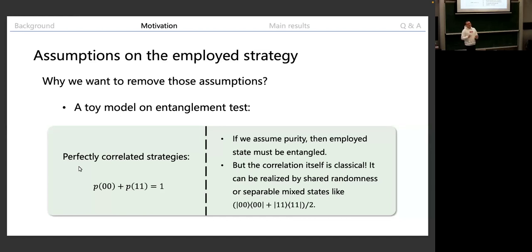Okay. But on the other hand, since there is only one question for each player, the correlation itself is a classical one, which means it can be implemented by, for example, shared randomness or separable mixed states like this. Right? So if we perform a computational basis measurement on this mixed state, we can still get a correlation. Well, of course, it's not entangled. Okay, so in this case, this purity assumption really leads to a wrong conclusion about the existence of entanglement.